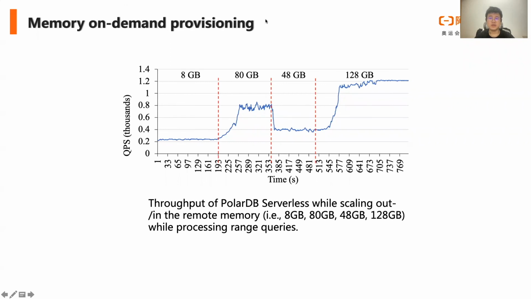Although PolarDB serverless has obvious degradation in the analytical scenario of TPC-H, we can strengthen the performance of the analytical scenario by scaling out the memory capacity. The above figure shows the throughput of PolarDB serverless while scaling out or scaling in the remote memory. We can see that with the expansion of memory capacity, the throughput of TPC-H has increased rapidly.